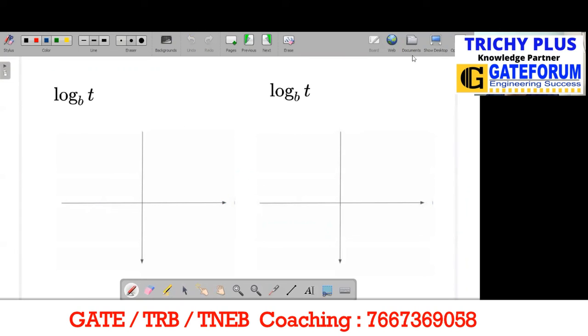Can anybody tell how this log of t will look? Quickly. Do you feel it's a basic thing, or does it need to be learned? Why is there silence? How does this log curve look?